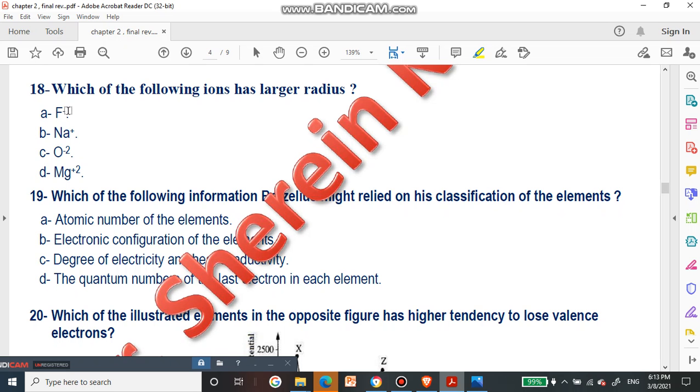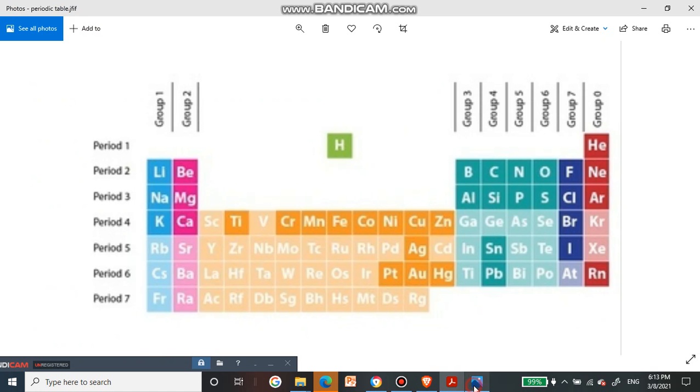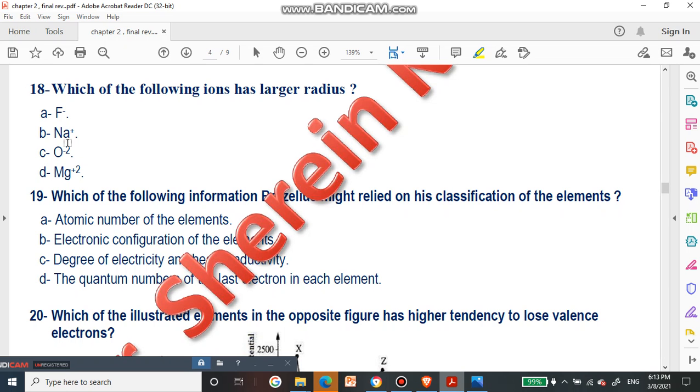Sodium, Na. When you look at the table, fluorine here has 2 energy levels as it is present in period 2. So we have here fluorine F negative, so it gains 1 electron. Okay, this is the first one. The second one we have is Na plus.